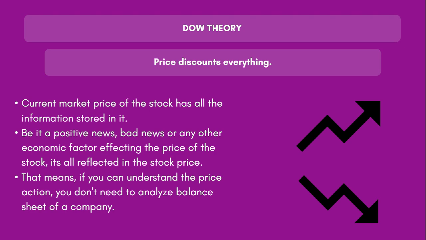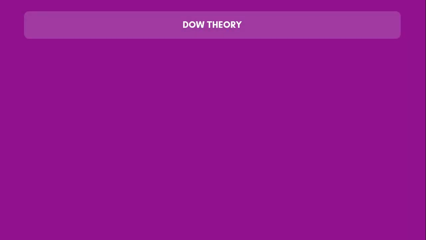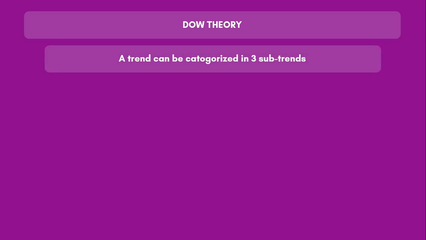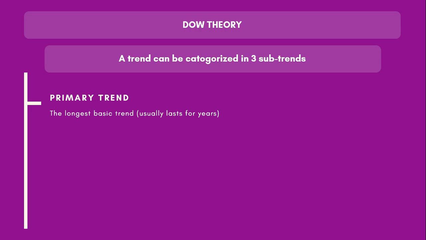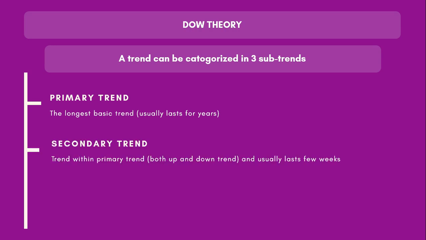Dow also proposed another theory. He said that a trend can be categorized into three sub-trends. There will be a single trend that will be sub-categorized into three types of trend. What are they? First is the primary trend, or the longest basic trend, which usually lasts for a year or more. Now in this single trend, be it an uptrend or downtrend, there are a lot of sub-trends. First is the secondary trend, the trend within the primary trend, which is in both the upside and the downside direction. Primary trend lasts for years, whereas secondary trend lasts for a few weeks or months.